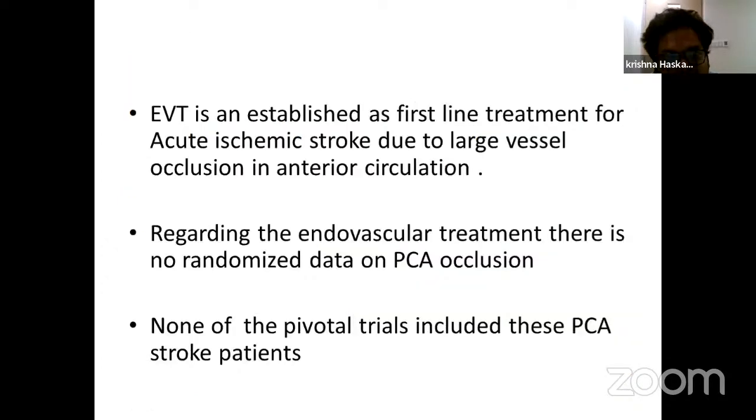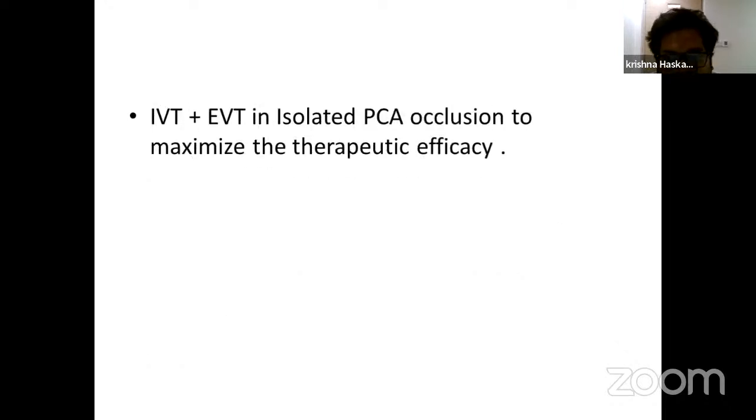So as we all know, EVT is an established stroke treatment. Regarding endovascular treatment, there is no randomized data on PCA occlusion, and none of the pivotal trials included PCA stroke patients. So in the present situation, intravenous thrombolysis and endovascular therapy in combination can be offered in isolated PCA occlusion patients to maximize therapeutic efficacy.